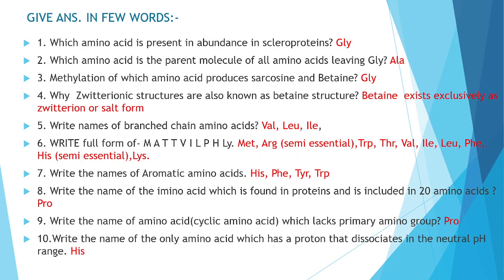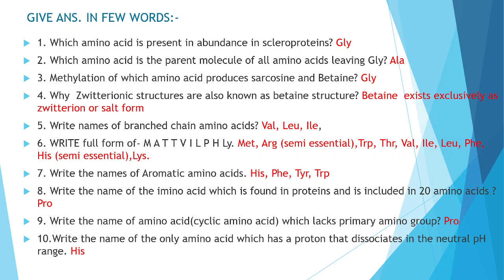Then branched chain amino acids are valine, leucine and isoleucine. Full form of Matwell fly, ये भी मैं आपको ऑलरेडी बता चुकी हूँ. एसेंशियल अमाइनो एसिड्स कौन कौन से होते हैं और उनको याद करने का तरीका. सो Matwell fly is methionine, arginine, tryptophan, threonine, valine, isoleucine, leucine, phenylalanine and histidine and lysine. So out of these, arginine and histidine are semi-essential.